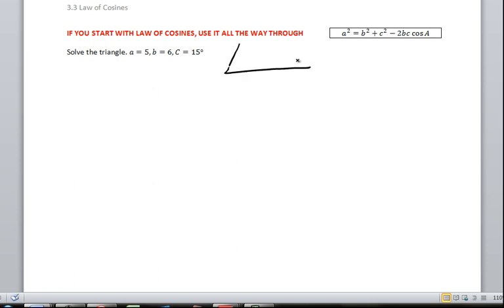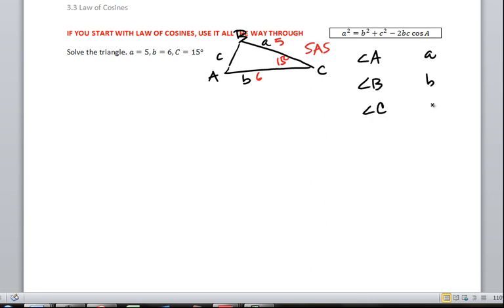Okay, and I'm going to label it first. Here I have A, B, and C, and I'm going to mark what I'm given in red. So A is 5, B is 6, and their included angle is 15 degrees, and so this is a side angle side triangle. Here I have angle A, angle B, and angle C, side A, side B, and side C. A is 5, B is 6, C is 15 degrees, and I put boxes around that.